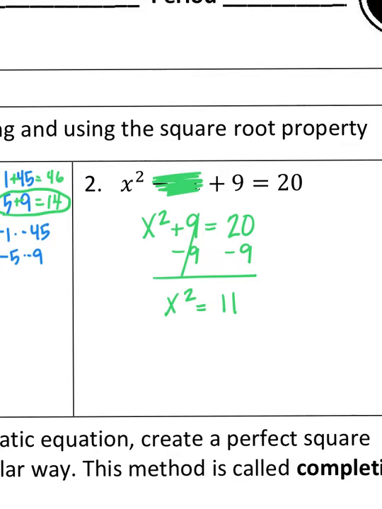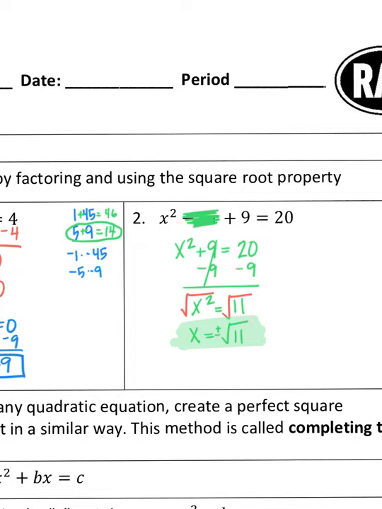Now I'm going to take the square root of both sides, and I get x equals radical 11. And to finish it off, I add the plus or minus. A lot of you guys forgot to put that plus and minus in front of your answer, but it has to be a plus or minus there. So x equals plus or minus radical 11. That's my answer. Okay. So that's just kind of a reminder of what we did last week.